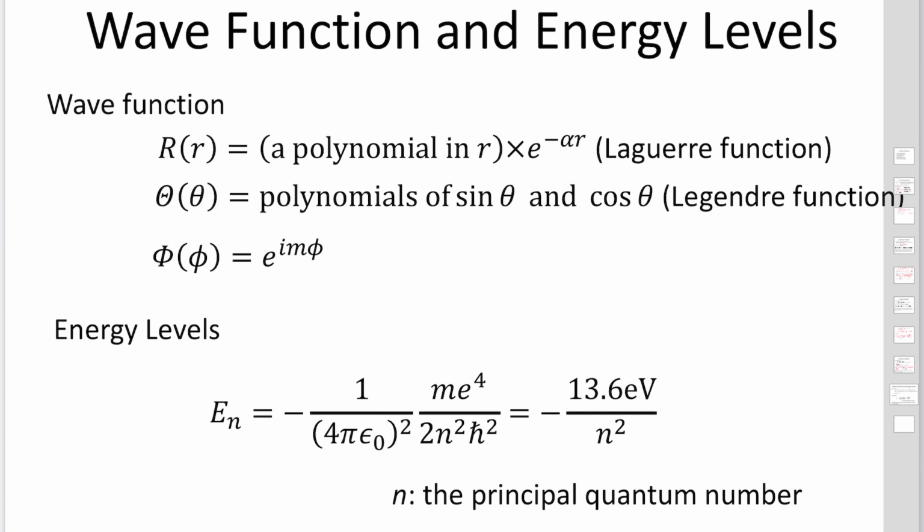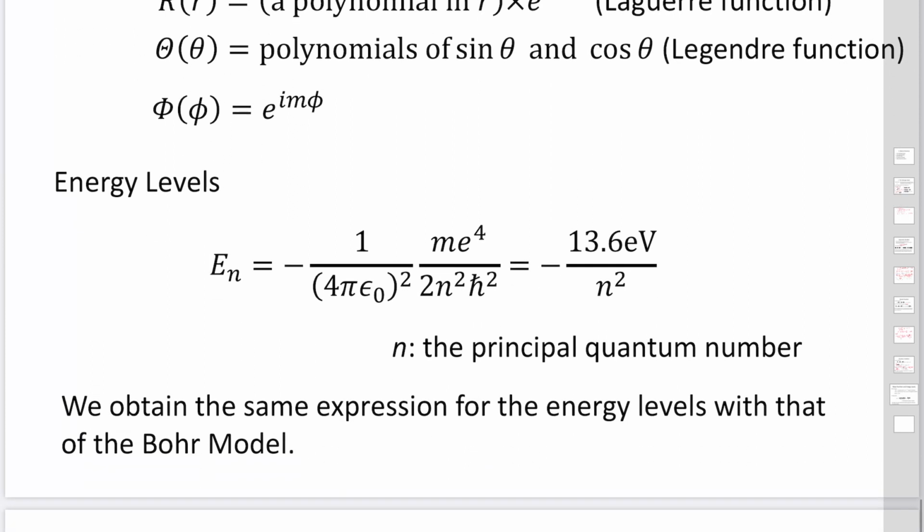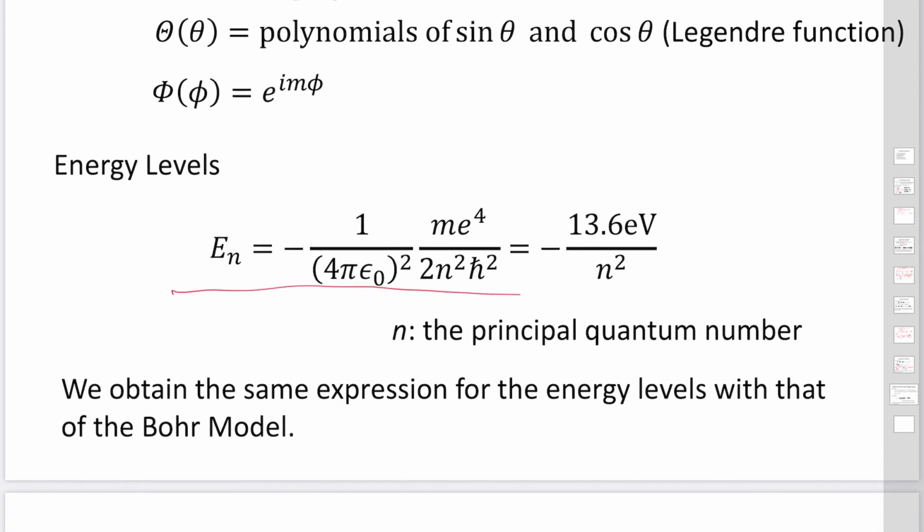Then the energy level is expressed by solving the Schrodinger equation. We have this equation. This is exactly the same expression for the energy level as in the Bohr model. So we could confirm that our Schrodinger equation gives the same result as the Bohr model, and we could successfully explain the observational result. Okay, this is the end of this session.